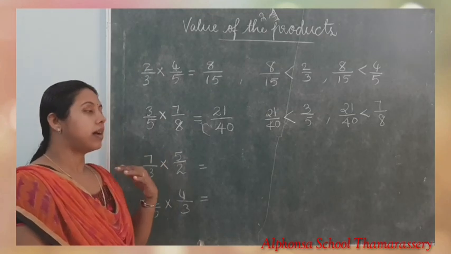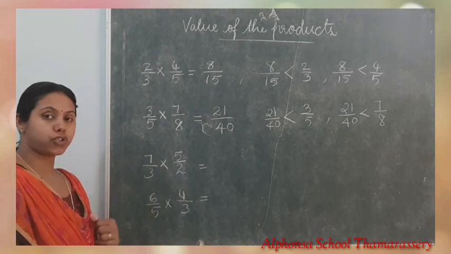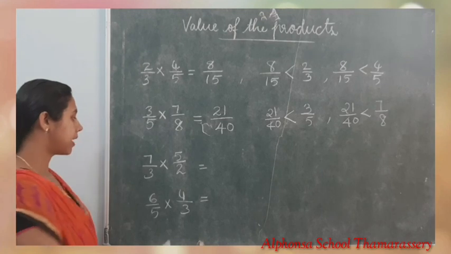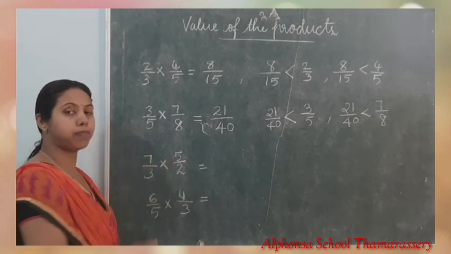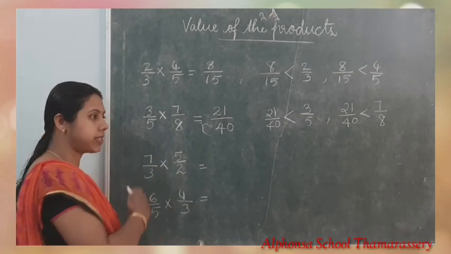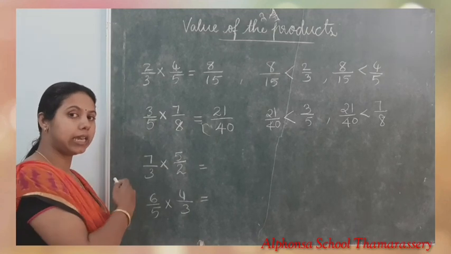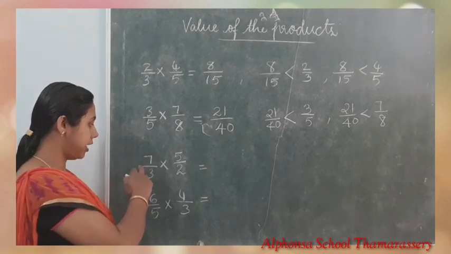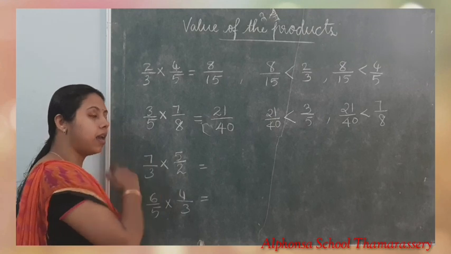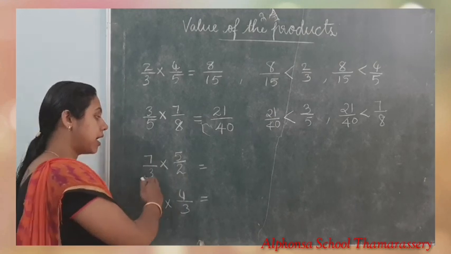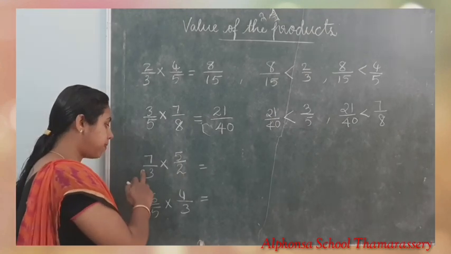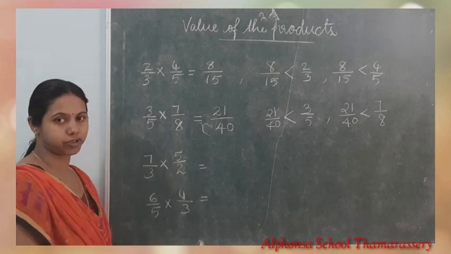And now check the next example. 7 by 3 into 5 by 2. What type of fractions are these two? They are improper fractions because the denominator is smaller than the numerator. So they are improper fractions. We are multiplying two improper fractions.